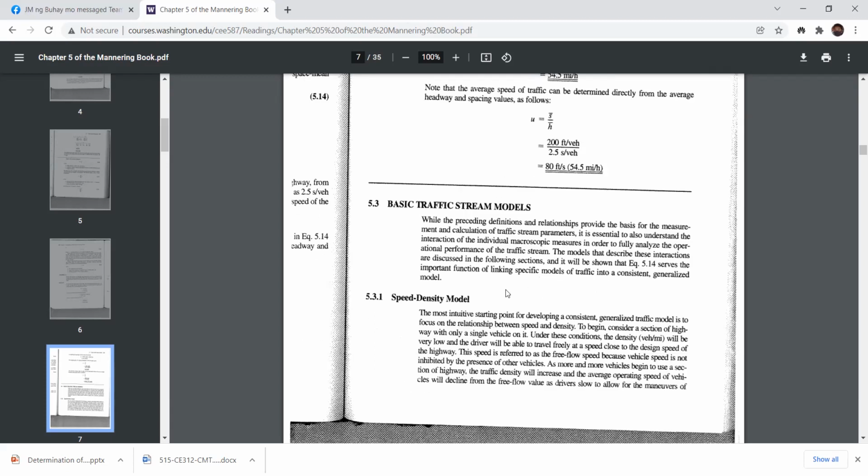So, the basic traffic stream models. While the preceding definitions and relations provide the basis for the measurement and calculation of traffic stream parameters, it is essential to also understand the interaction of the individual microscopic measures in order to analyze the operational performance of the traffic stream. The models that describe these interactions are discussed in the following sections. It will be shown in this figure, which serves the important function of linking specific models of traffic into a consistent generalized model.